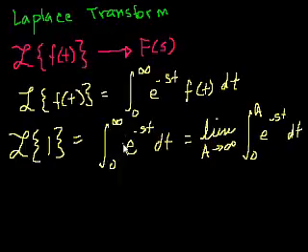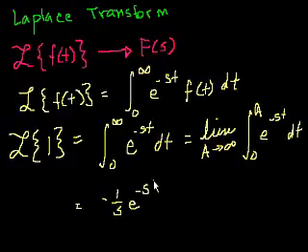So anyway, let's take the antiderivative and evaluate this improper integral. What's the antiderivative of e to the minus st with respect to dt? Well, it's equal to minus 1 over s e to the minus st, right? If you don't believe me, take the derivative of this. You take minus s times that, it would all cancel out, and you'd just be left with e to the minus st.